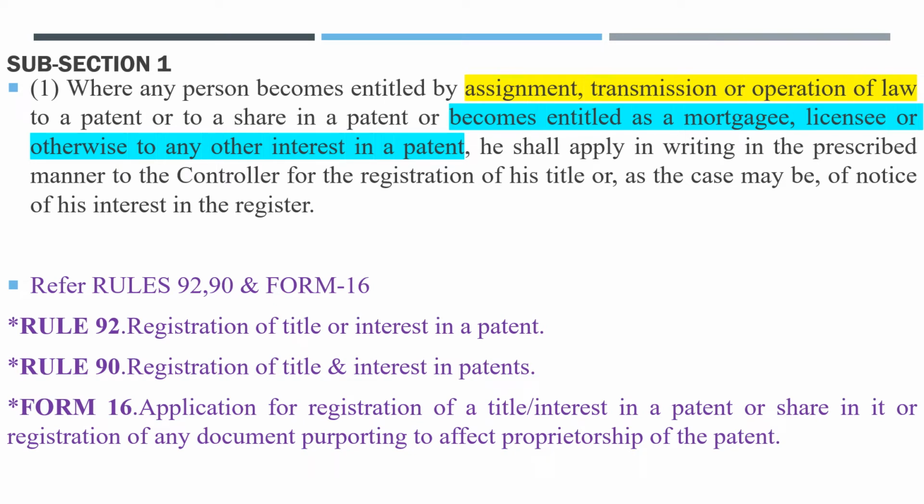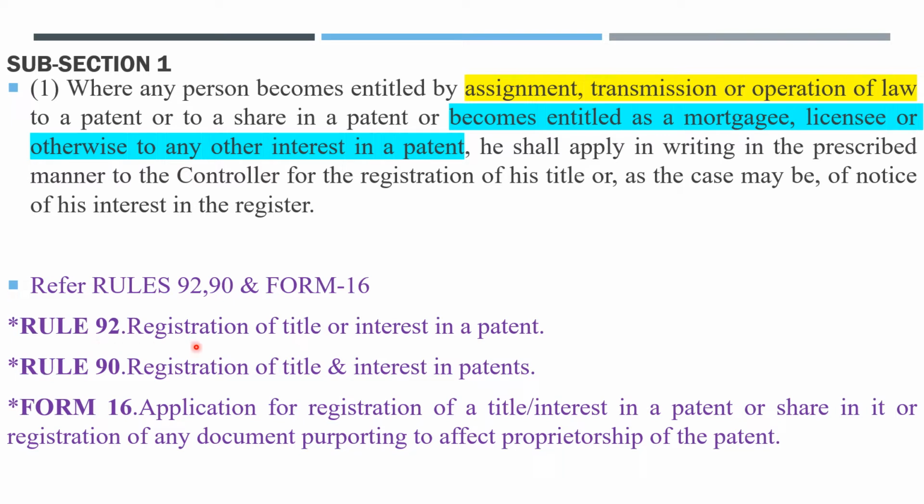Okay, so the key phrase here is assignment, transmission or operation of law. The relevant rules are rule number 92 and 90, and the relevant form is form number 16. Rule 92 is about registration of title or interest. Just take a look.